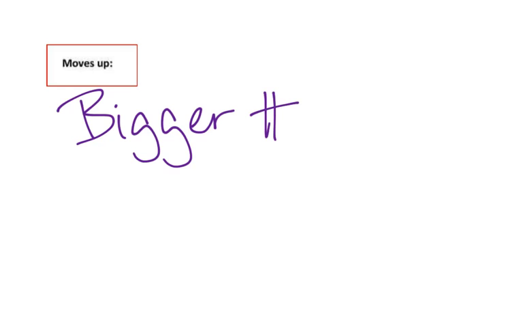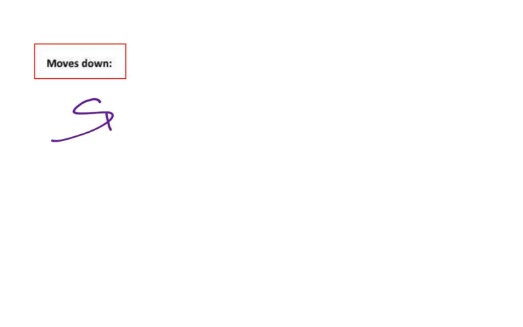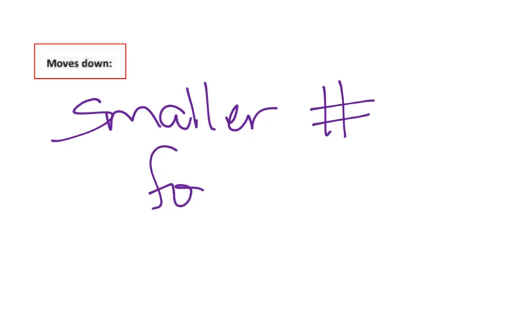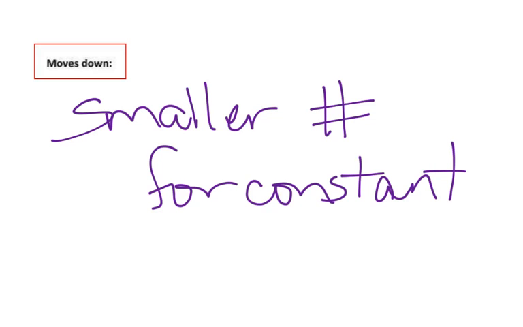To make it move up, you're going to have a bigger number at the end. This is where your constant is. It's not always at the end, it usually is. But if your constant gets bigger, it's going to move up. So a smaller number for your constant, which is usually at the end, is going to make it move down. That's what we've talked about. That's how you change the equation to make this happen.